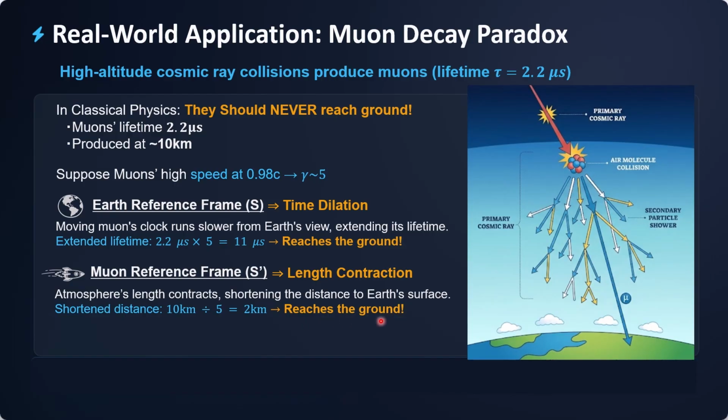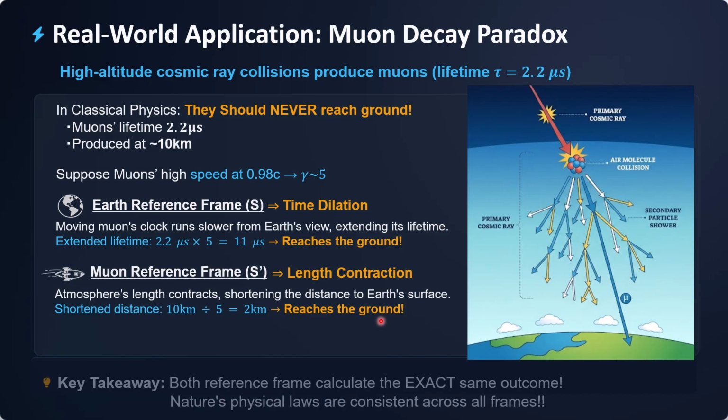Aha! Very important takeaway. Earth sees time dilation, while the muon sees length contraction. Different physics mechanics, but both frames calculate the exact same physical outcome. The muon reaches the ground. Isn't that a breathtaking resolution in this open-world game of nature? Nature's physical laws are completely consistent across all inertial frames.